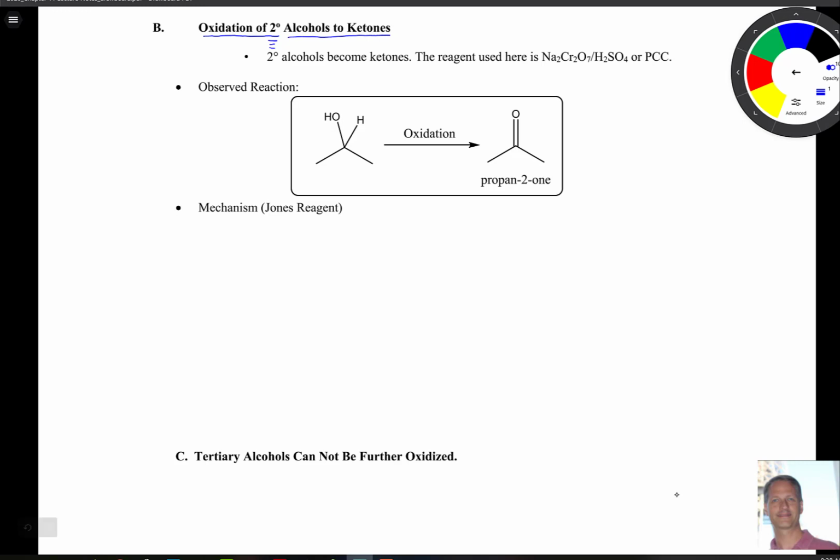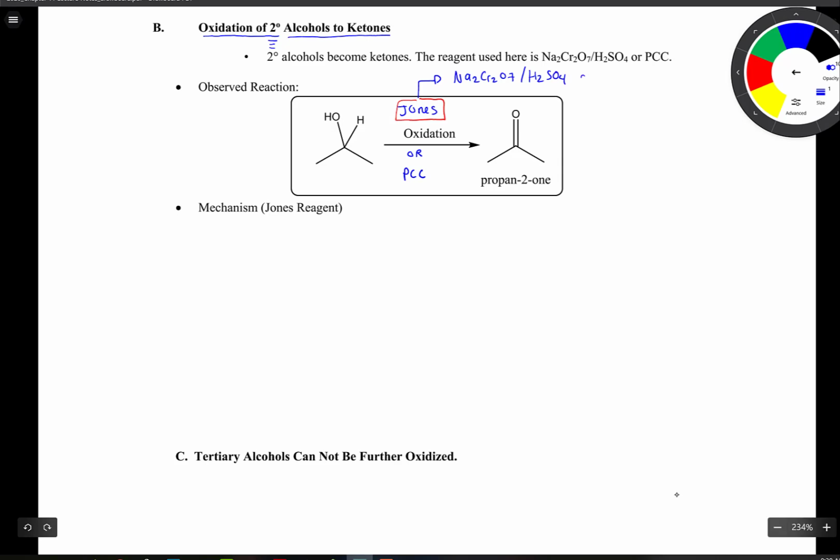So this oxidation, when we look at this observed reaction, could use Jones. Jones would do this, or if we really wanted to, we could use PCC. And what I want to look at with you down below is this Jones. Remember before I said Jones can be written a lot of different ways. Your textbook tends to write Na2Cr2O7/H2SO4. The other version of this is to write H2CrO4. It's chromic acid. That's what I want to look at down below as our reactant.